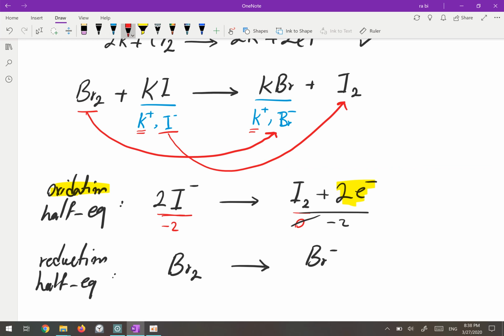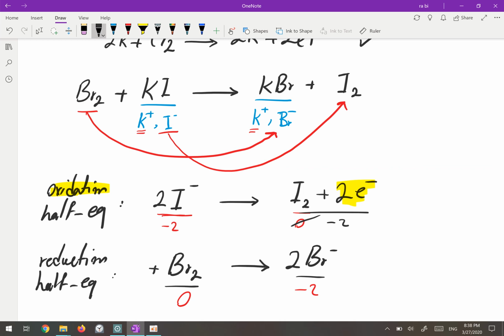The first step is to balance the mass. On the left side, I have 2 bromine. On the right side, I just have 1. So I need to add the coefficient 2 to make 2 bromine at the right side. Now the mass is balanced. It's time to balance the charge. At the left side, the charge is 0. At the right side, the charge is negative 2. So I have to make the charge equal. I can do it by adding electrons to this side.